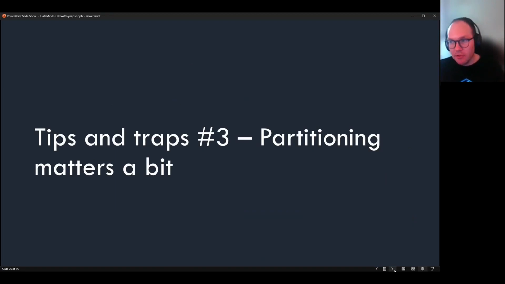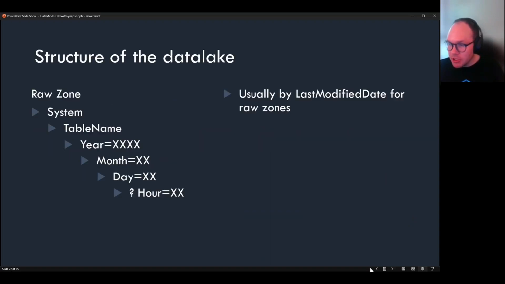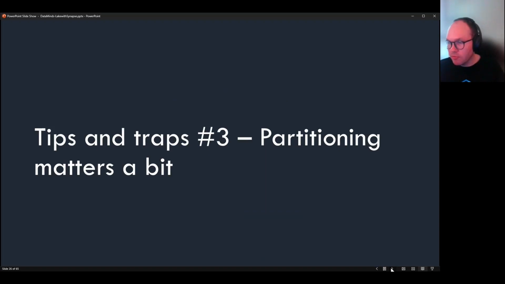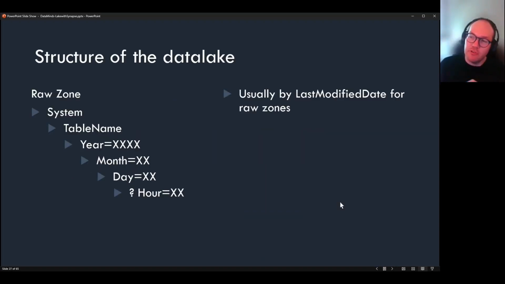The third tip I have is that partitioning matters a bit. Partitioning is conversely part of what I probably should have discussed earlier. I always think about this presentation, whether I should front load this or not, but anyway, I make different decisions every time. Your raw zone.